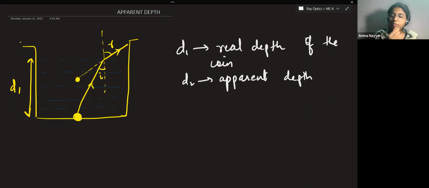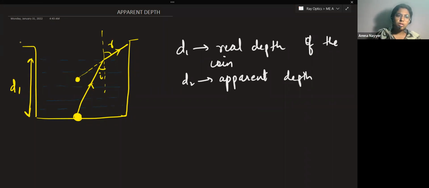Even if you all must be knowing this, if you keep a lemon in a glass of water, you will see that the lemon appears a little shallower than its actual depth. The same thing will happen here. You have put the coin deep inside it, but you will see that the coin appears superficial right now. The coin is not at a much greater depth.